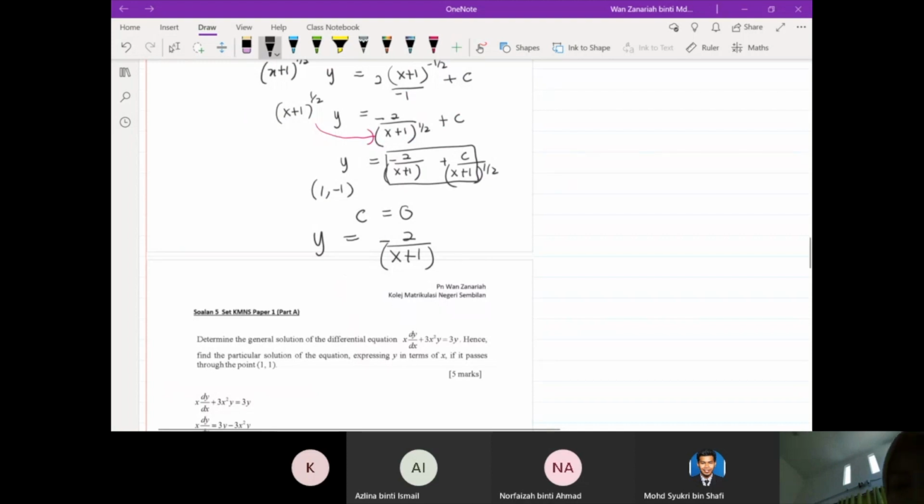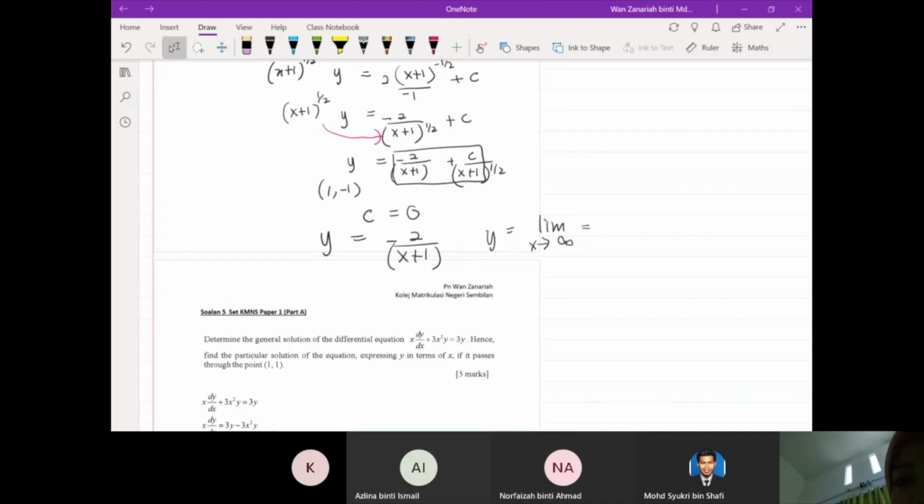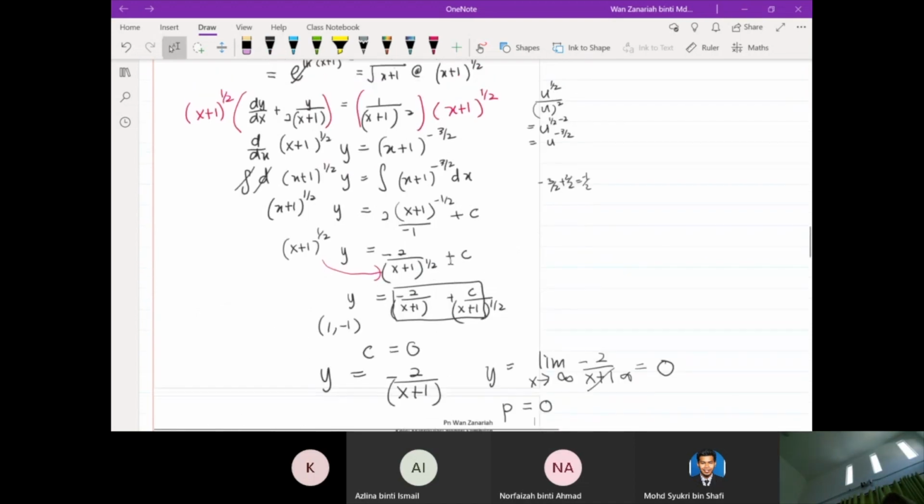So we can write down the limit of y equals the limit when x approaches infinity. Sorry, you are not supposed to write equal here. You write the function instead, negative 2 over x plus 1. So when you divide by a large number, we will get 0. So the value of p is 0. Alright, so the answer is p equals 0.